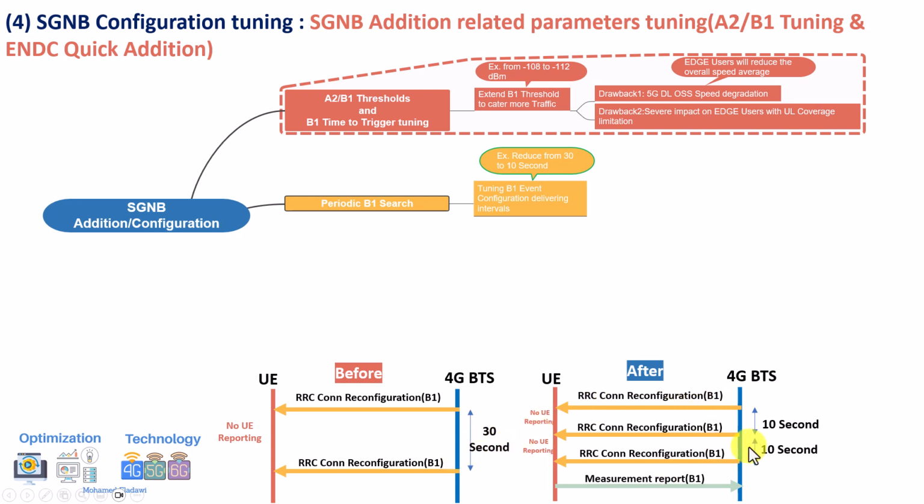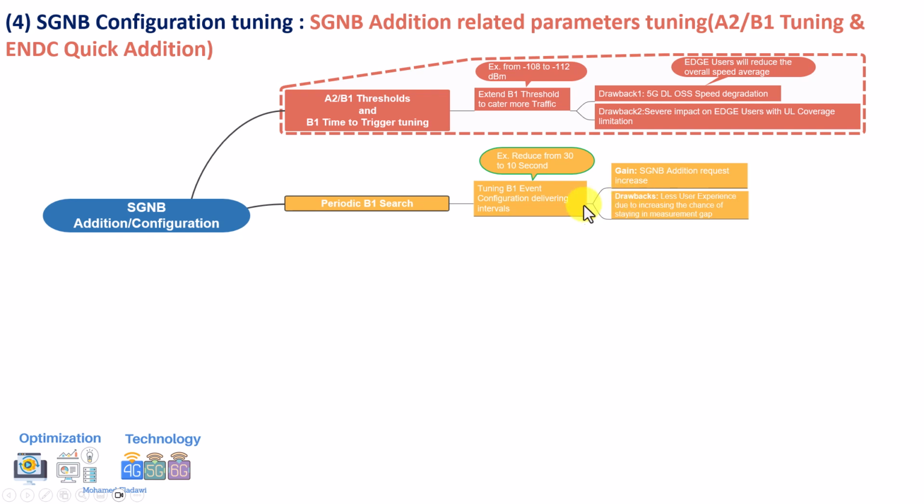And here is a scenario where you increased it, for example, to 30 seconds. So here, instead of the user taking 30 seconds to add, he also gets a second delivery after around 20 seconds. He was able to report the B1 measurement, the B1 report. So the 4G will start adding the 5G side. And for sure the gain is that you will have more addition requests, more users, and you might also have more traffic.